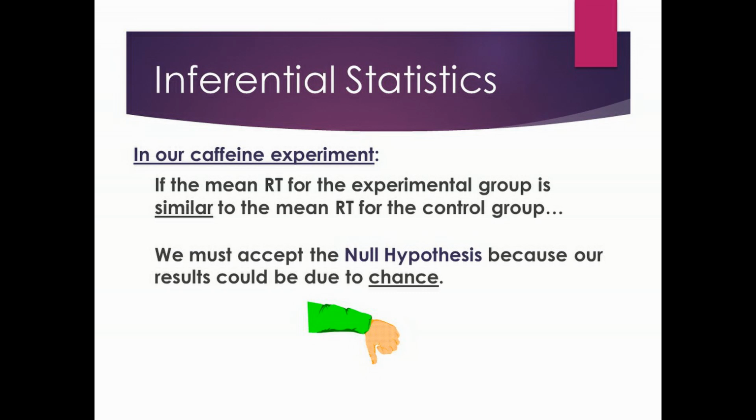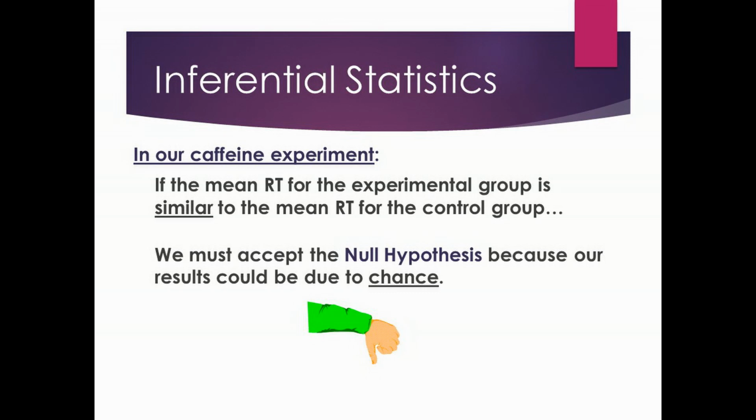Okay, let's move on to inferential statistics, which allow you to make inferences about your data. If I conducted our caffeine experiment, I had a control group and an experimental group. The experimental group ingested caffeine; the control group did not. Instead, they received a placebo treatment. And then I have the mean score for the experimental group and the mean score for the control group. I want to compare those.